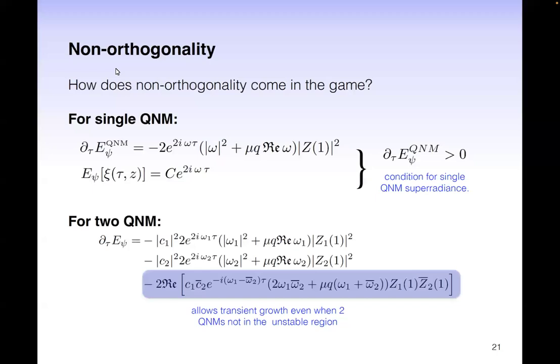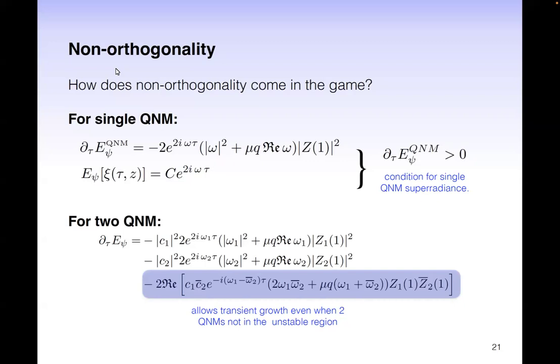So I send in a wave, what are the conditions so that the wave that comes back has more energy than the initial one. This is just a different approach. But if we now consider two modes, with frequencies omega 1 and omega 2, and amplitudes z1 and z2 at the horizon, we get three terms, not two terms.